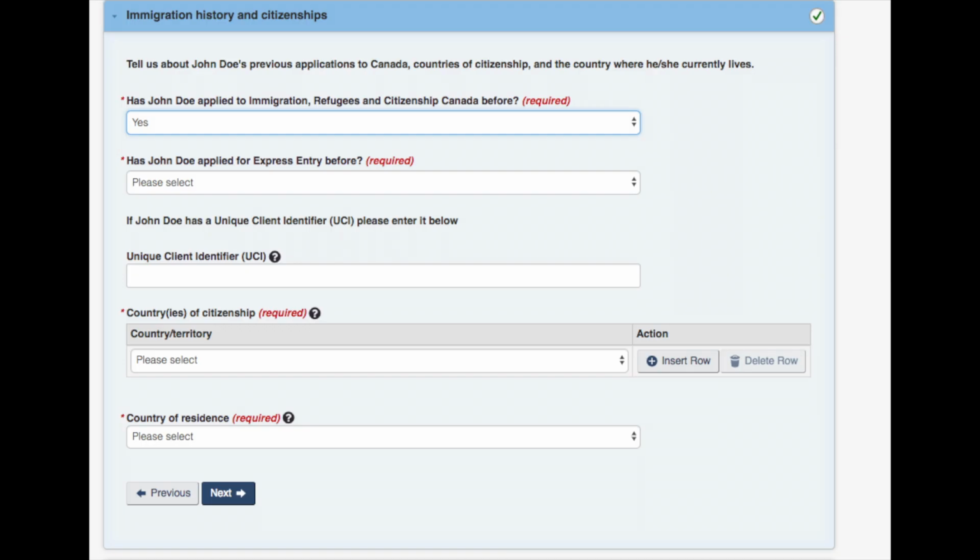the application. The next section is the immigration history section. You must answer yes if you've applied to anything in Canada before. This includes a study permit, a work permit, a TRV, which is a visitor visa for anyone coming to Canada. You need to answer yes, even if you've never applied for permanent residency before. If you've applied for a temporary visa, you need to answer yes to that question.